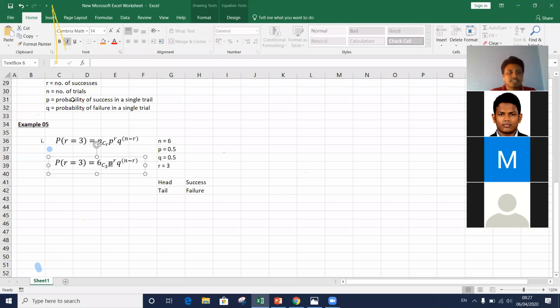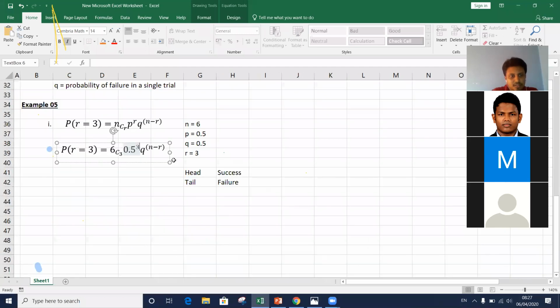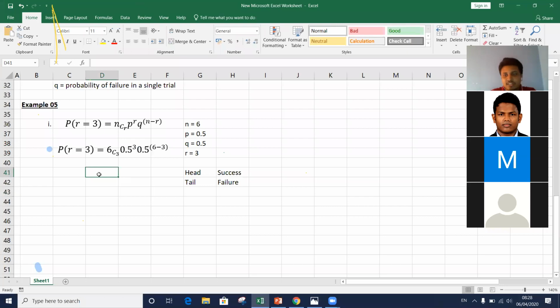The value of p means probability of success in a single trial, it is 0.5, right, to the power r. R means number of successors. R value is 3, right? R value is 3. Q. Q means probability of failure in a single trial. Q value is 0.5 to the power n, means 6, minus R. R value is 3. So you need to simplify this and get the final answer.